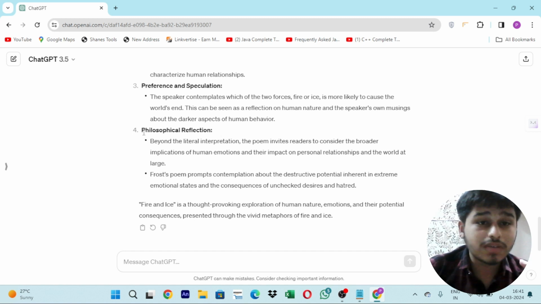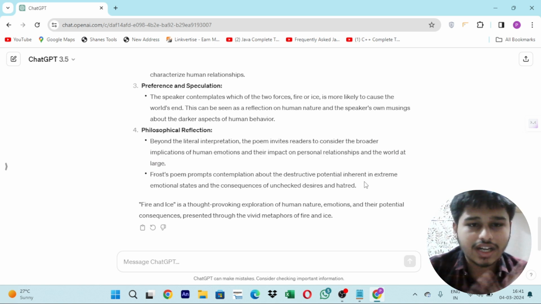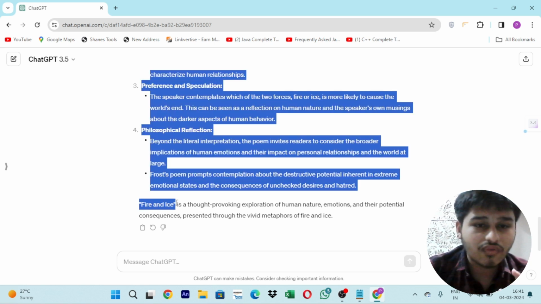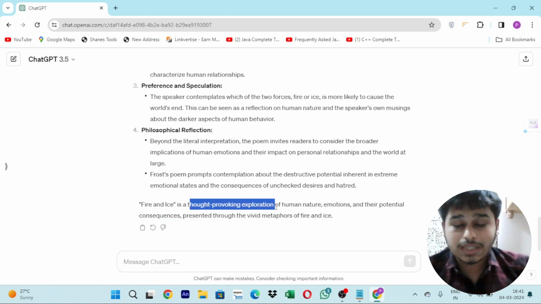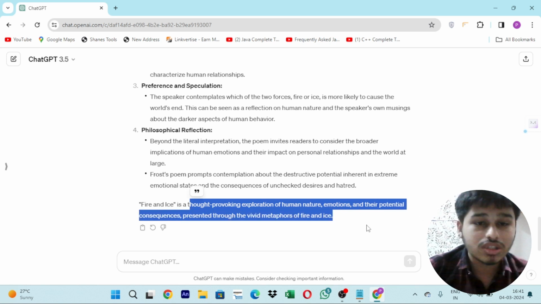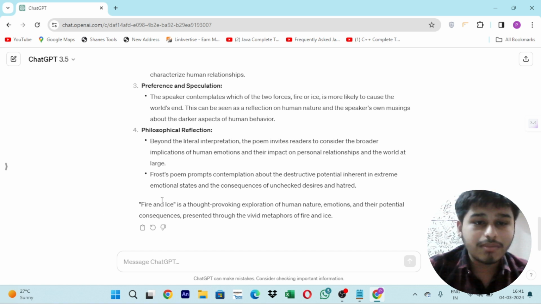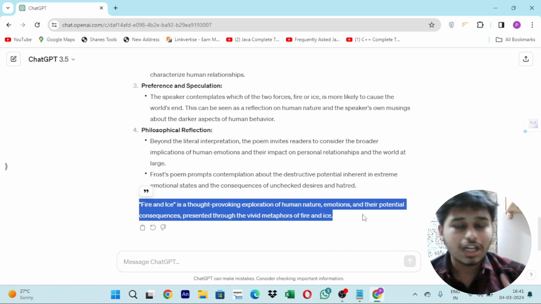ChatGPT is also explaining to us the philosophical reflections in the two points given below. You can read this and understand. And at the last, ChatGPT is telling us that Fire and Ice is a thought-provoking exploration of human nature, emotion, and their potential consequences, presented through a vivid metaphor of fire and ice. In short, ChatGPT is summarizing the poem's theme in two lines.